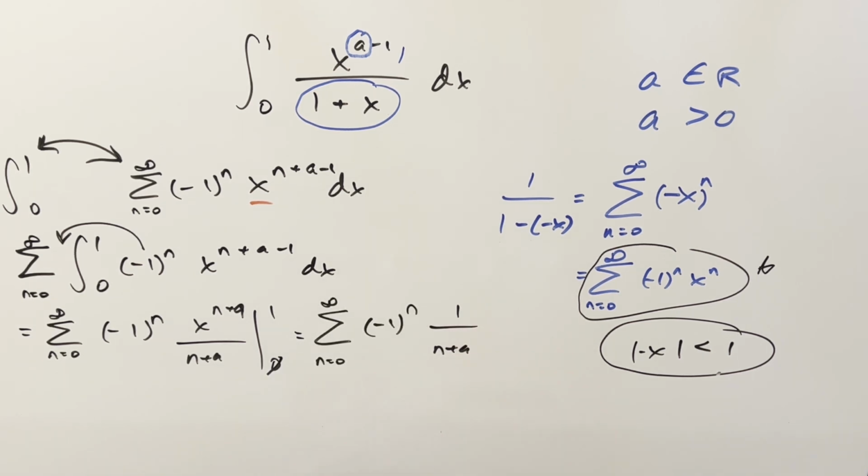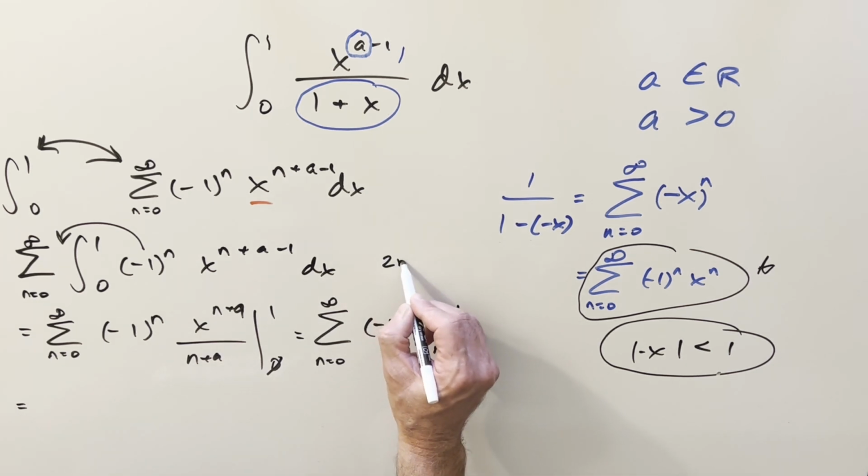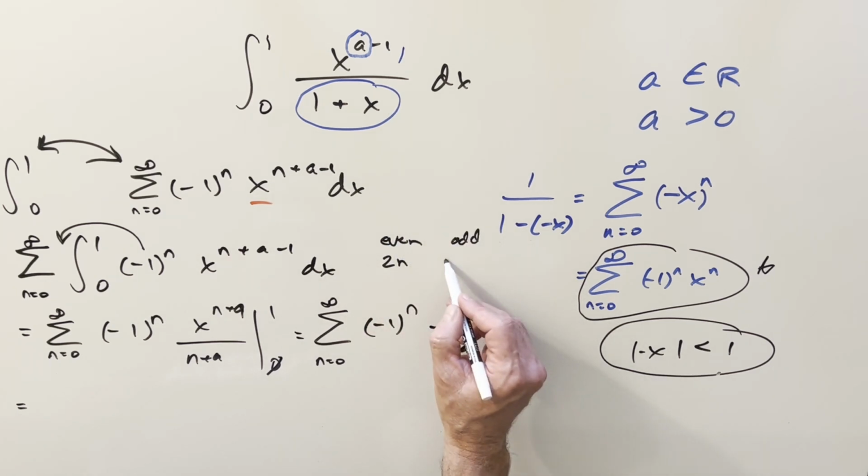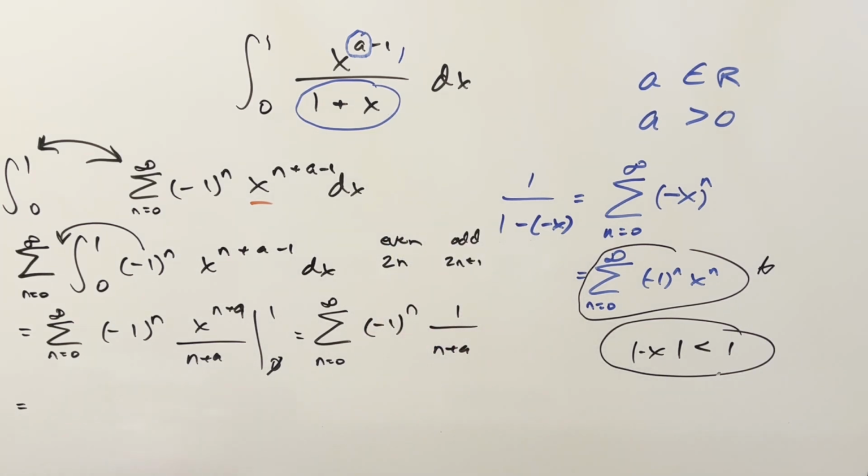Now at this point, this is where things get a little bit tricky. What I want to do is break out the even terms from the odd terms. When I say even terms, I mean even n. How we can do that is by plugging in 2n for our even terms, that way all those will be even, and for the odd terms, we'll plug in 2n plus 1. So let's see how this is going to work.